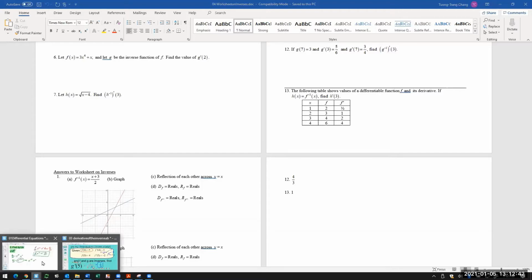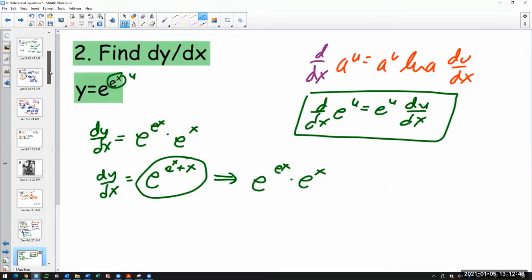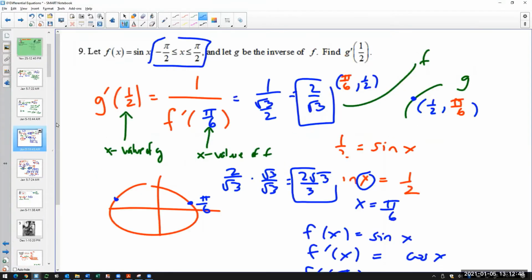So I have them written here somewhere. I just got to find it. Okay, here's number 10.